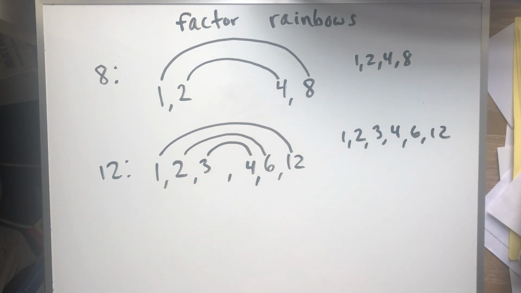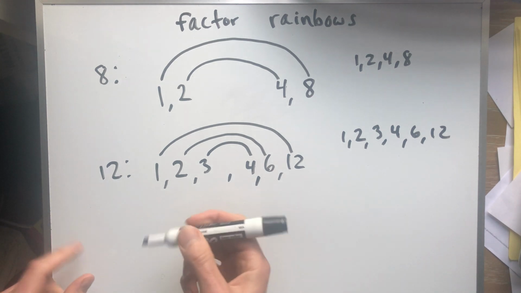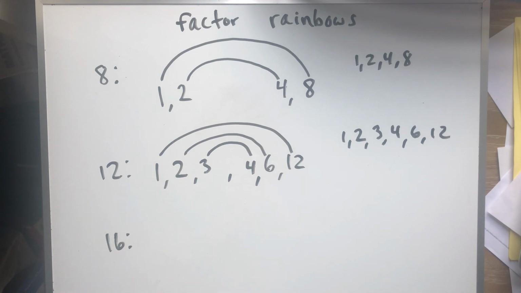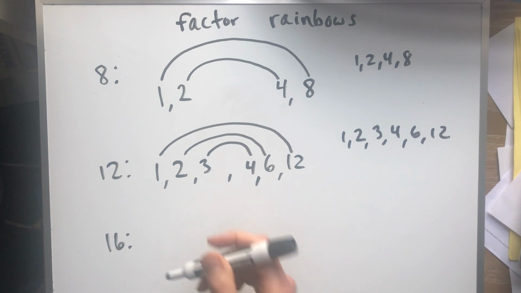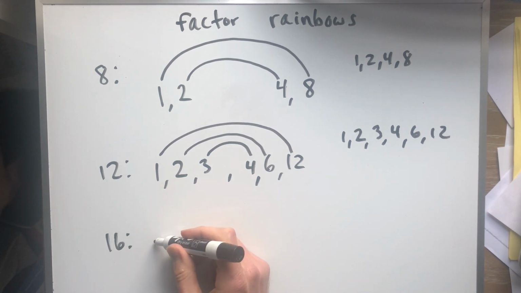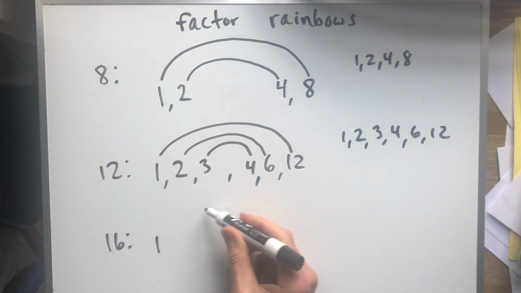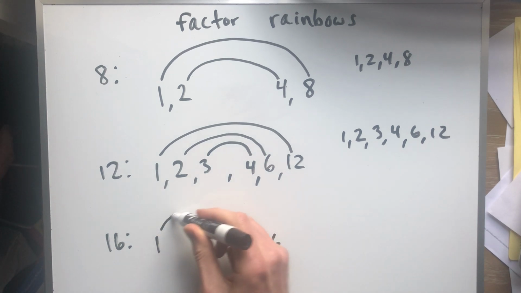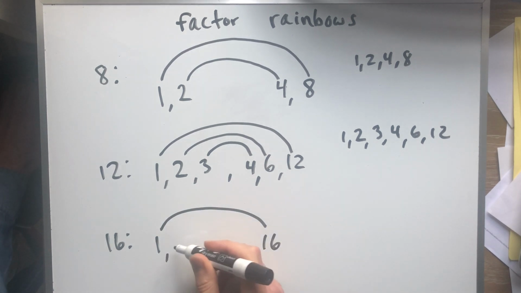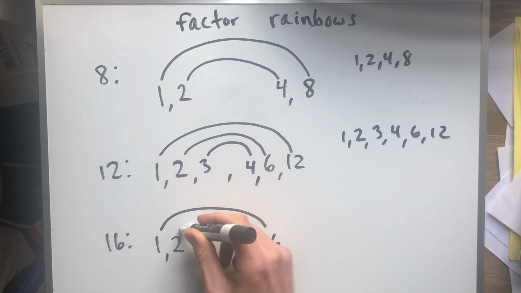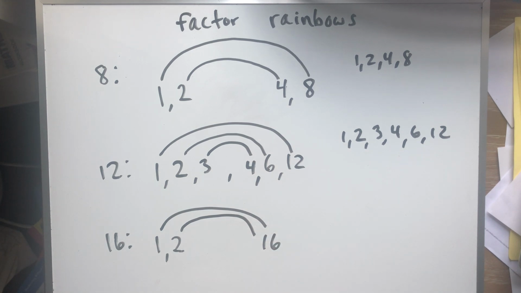Let's try the next one that I see here from yesterday, which is 16. Now you should be getting somewhat used to doing this. You know the first number you're going to do is 1. And 1's going to be connected on the rainbow to 1 times what equals 16? Well, 1 times 16, of course. And now it's even. We know for a fact 2 goes into every even number. So 2 times what equals 16? 2 times 8.